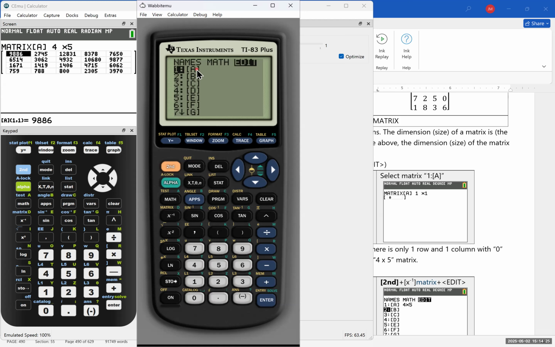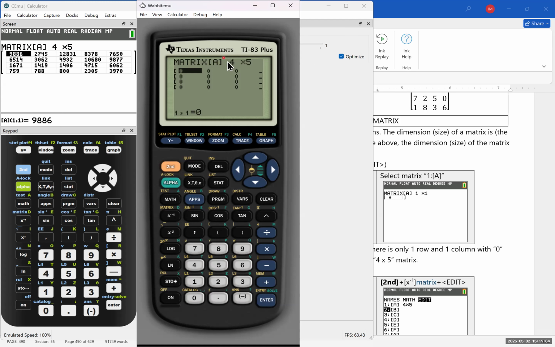Matrix A is going to have our observed values, and matrix B will have our expected values. So we're going to edit matrix A. Now notice it's a 1 by 1, so that means 1 row and 1 column. We have to tell it that ours, for example, is going to be a 4 by 5, because we had 5 ethnicities and 4 smoking levels. So this is going to be a 4 by 5 matrix.